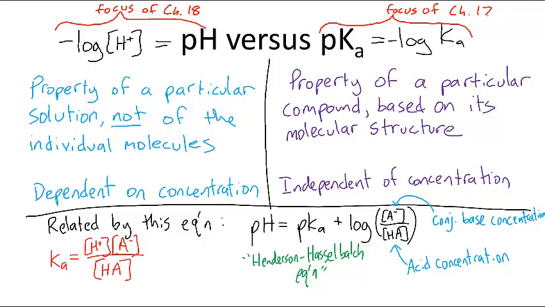So pH is a property of a given solution. It's based on the concentration of H+ in that solution. Okay? So you don't want to say, what is the pH of HCl? Or what is the pH of HNO2? Because pH is a property of a given solution, not of individual molecules.